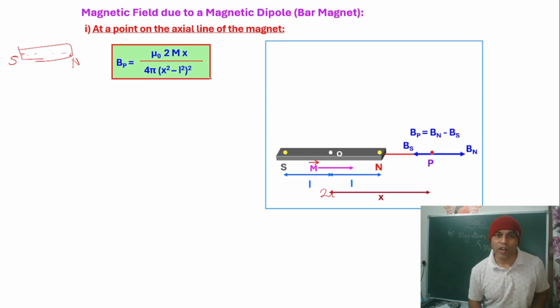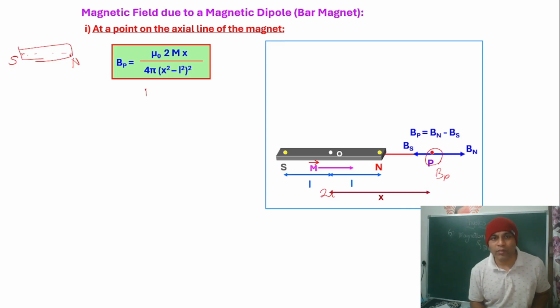So how can we write it? Bp, which means the magnetic field at this point, is equal to mu 0 times 2Mx divided by 4 pi, times (x square minus L square) whole square. So what is the formula for P?